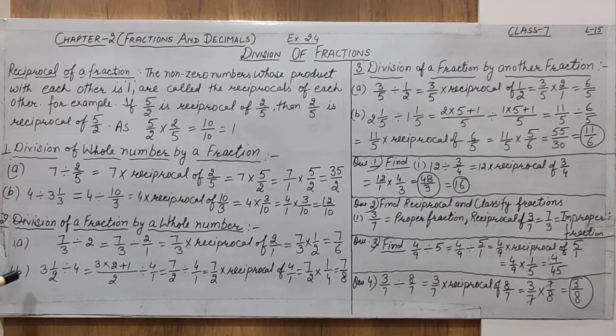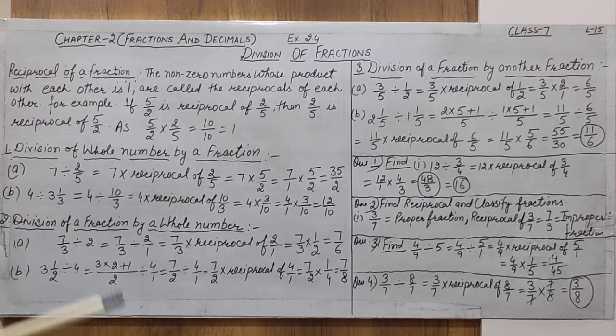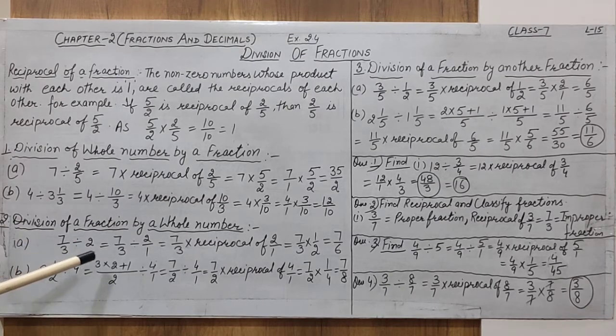Here the question is 7 by 3 divided by 2. In the previous case, there was a whole number at the first position and a fraction at the second position. In this case, it is a fraction at the first position and a whole number at the second position. That is, the positions are interchanged. Now we have to divide a fractional number by a whole number.